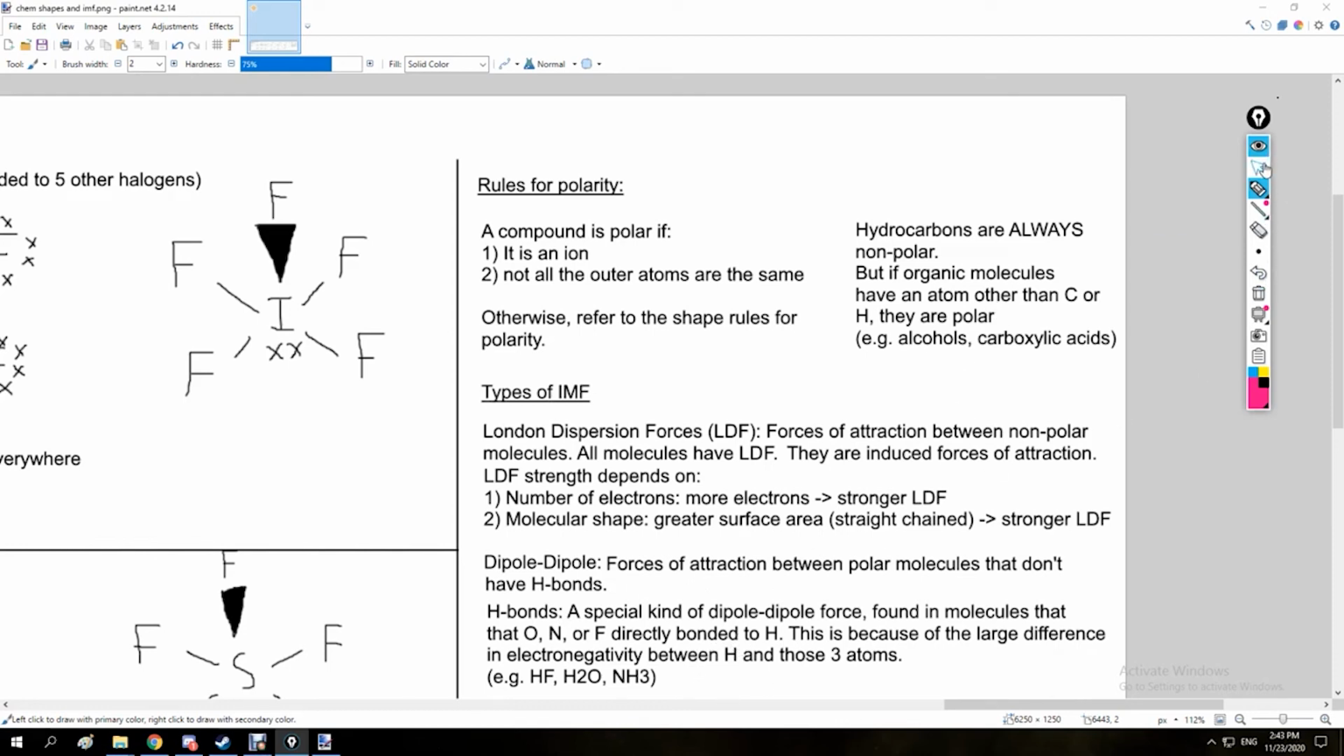Dipole-dipole, forces of attraction between polar molecules that don't have H bonds, and H bonds are a special kind of dipole-dipole forces found in molecules that have O, N, or F directly bonded to H. This is because of a large difference in electronegativity between H and O, N, or F, because O, N, and F are the 3 most electronegative atoms. So examples of molecules that have H bonding would be HF, H2O, and NH3.